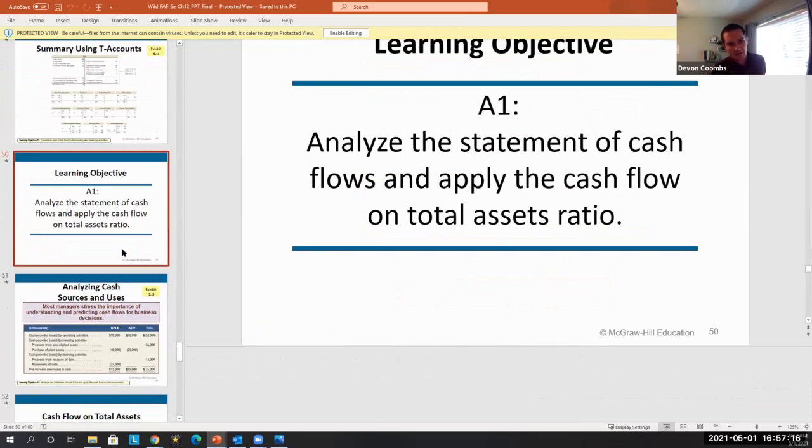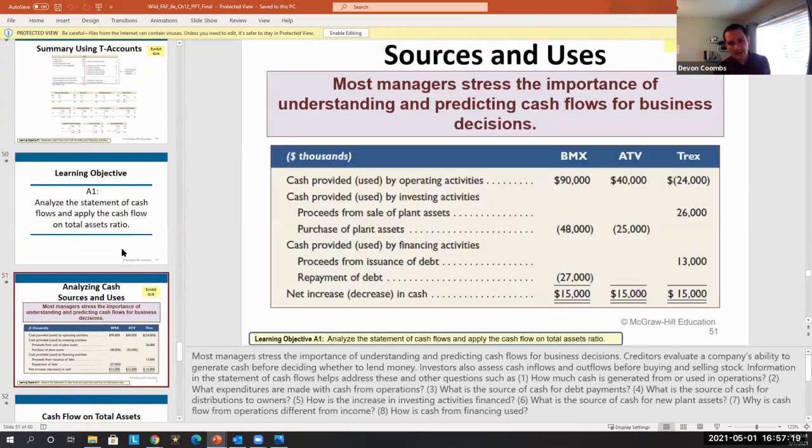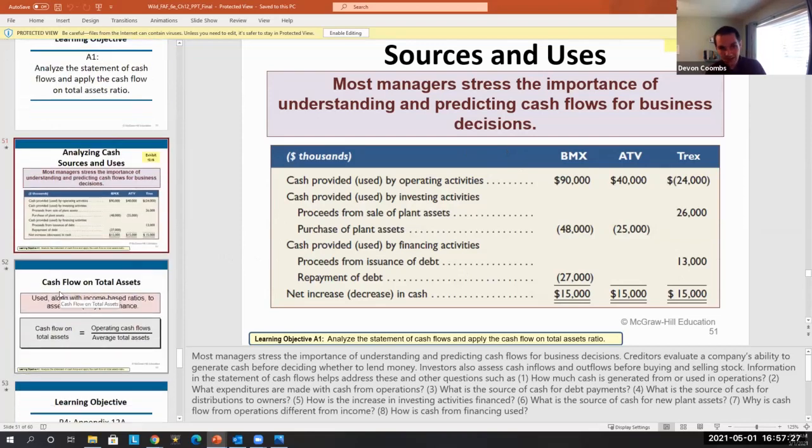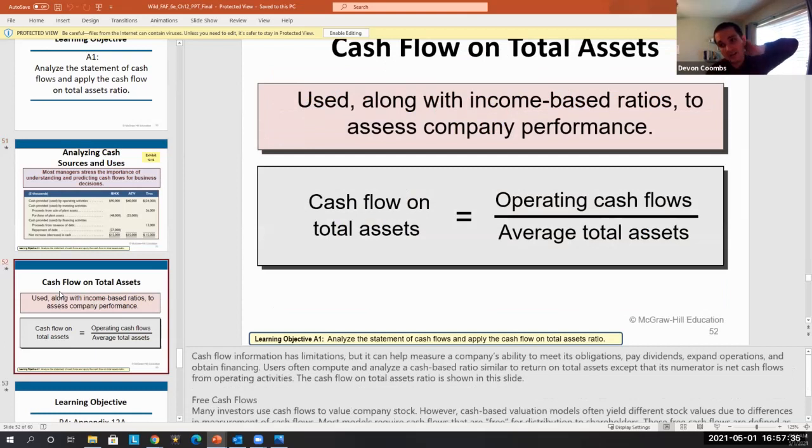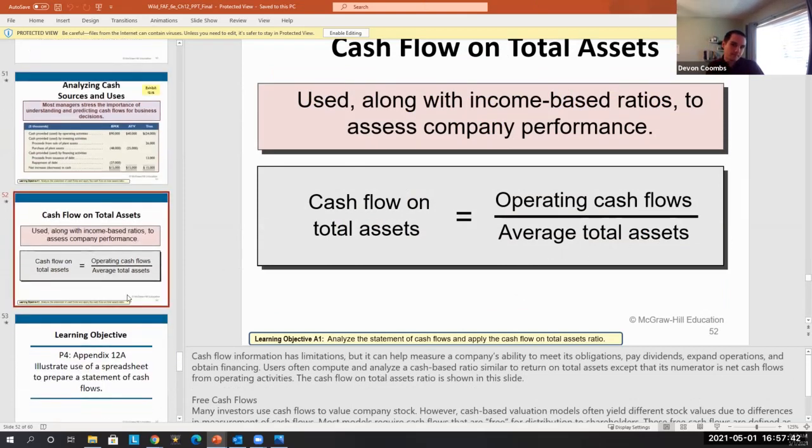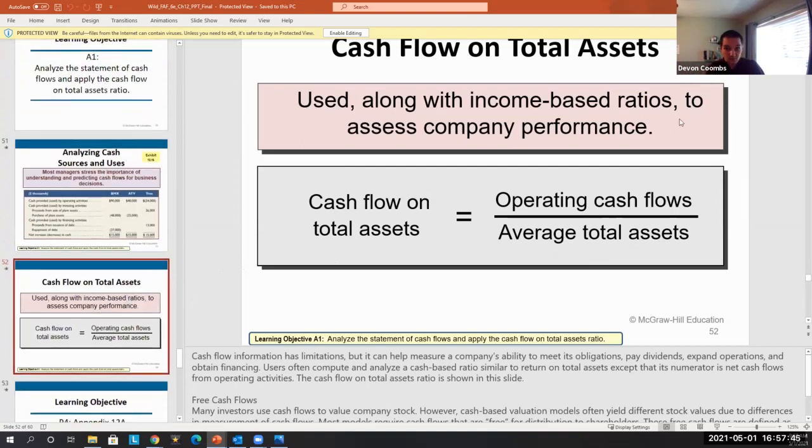The last piece is just analyzing the statement of cash flows using a total asset ratio. I'm not going to spend too much time on it. You just know that cash flow is pretty important, right? I personally care more about cash flow for small businesses and my investments. Cash flow is just as important to me as all the other statements, if not more important. So just know that we can determine cash flow on total assets by taking operating cash flow and dividing it by the average total assets. That's just a formula you have to learn, right? By doing that, we can figure out how well they're generating cash based on their assets. This is similar to your return on assets ratio.